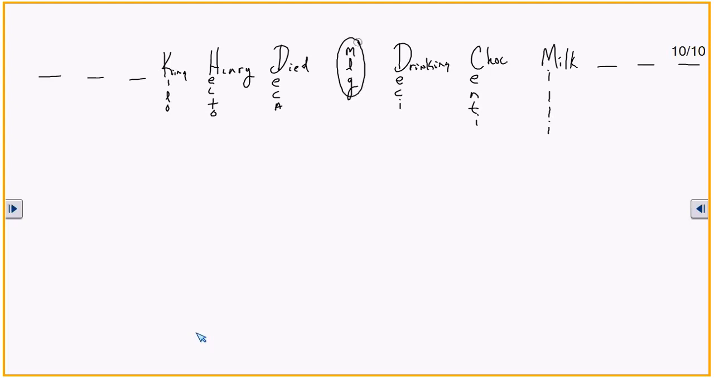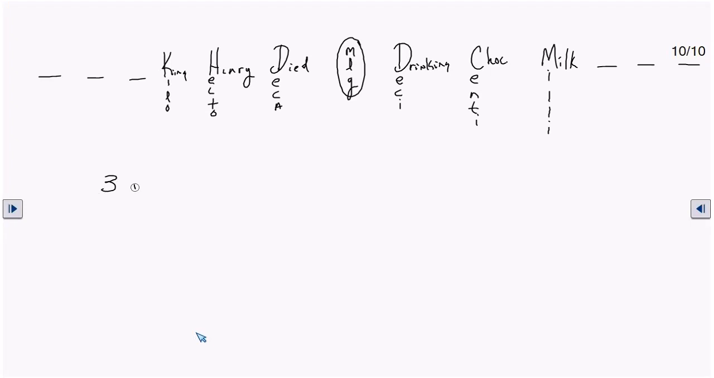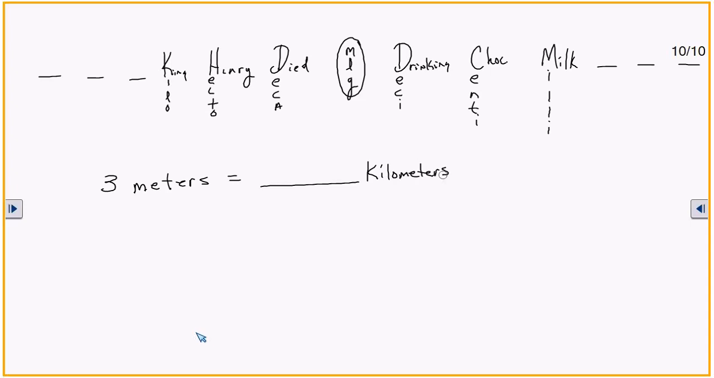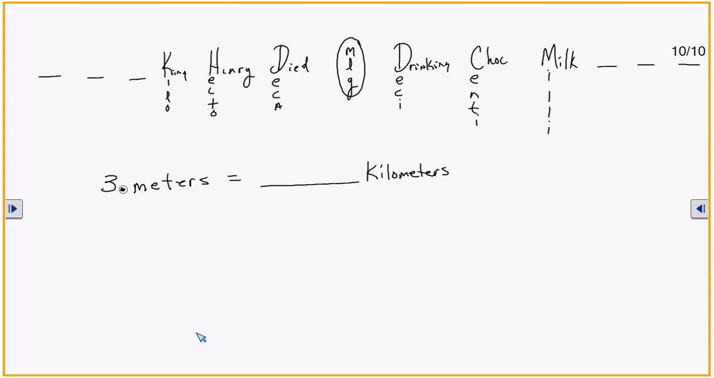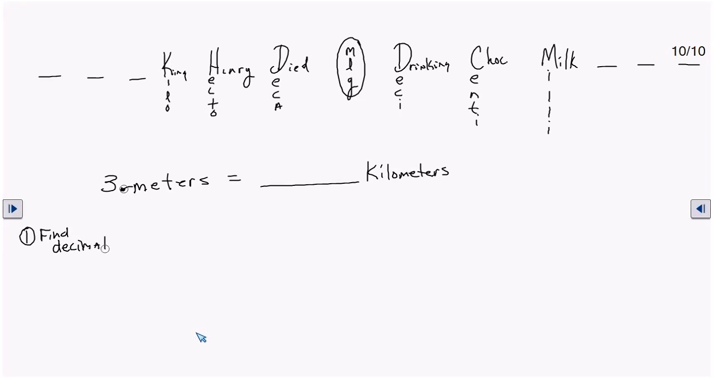Okay? Now I'm going to do a few conversions, and we're going to see how to do this. So if I want to change 3 meters into blank kilometers, or kilometers, however you want to pronounce them, what do I do? Well, you know that the decimal is right here on the whole number. So you first find your decimal. So I'm going to put over here, number 1, find your decimal.